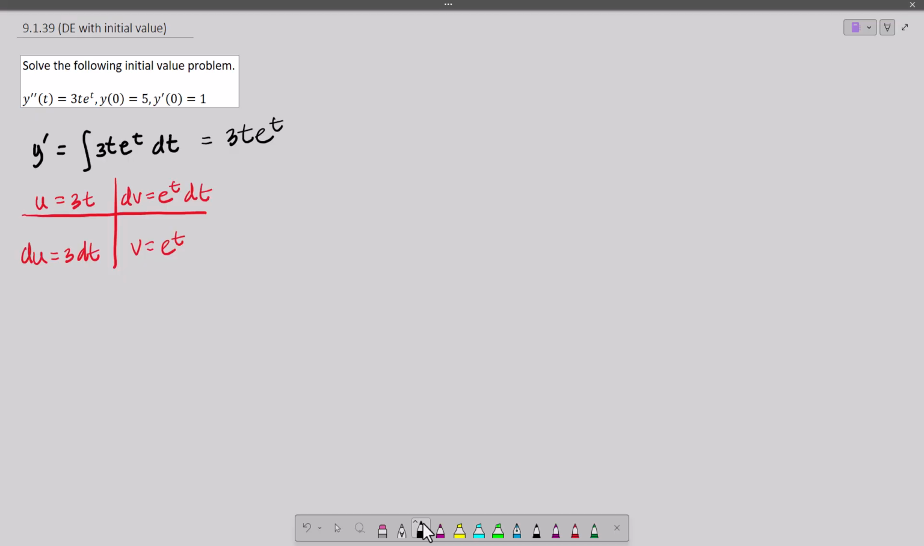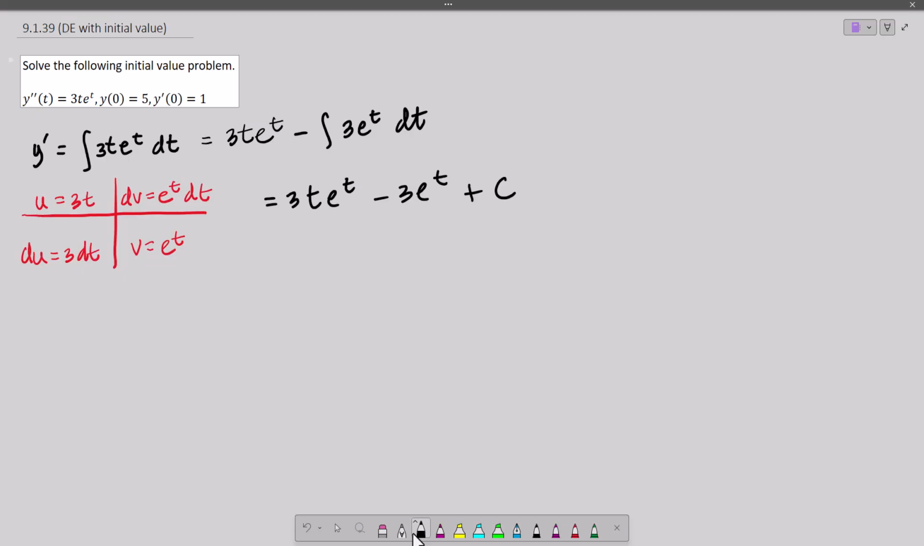Now I am going to have to put my limits of integration in here, so I better do that. Oh no, I'm sorry. No, we are doing just fine here. So uv minus the integral of v du. So that's 3 e to the t. All right, we're getting there. So our total antiderivative will be that. So there is y prime.